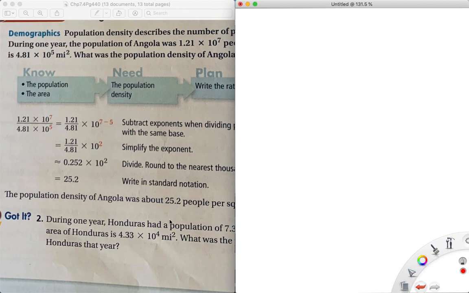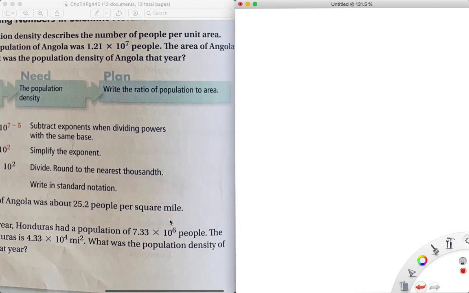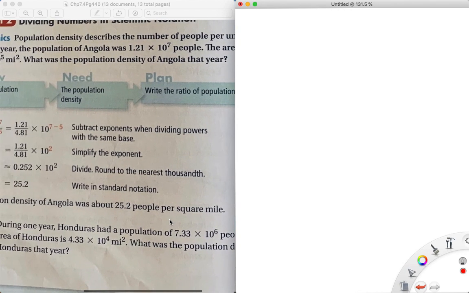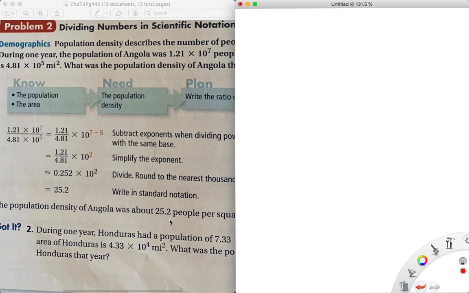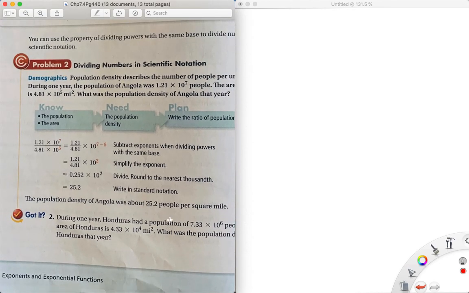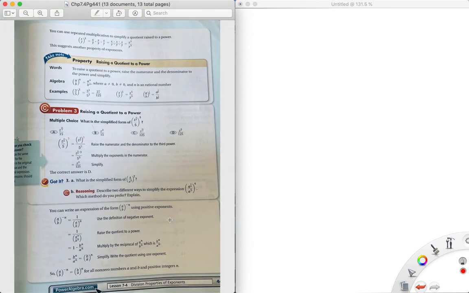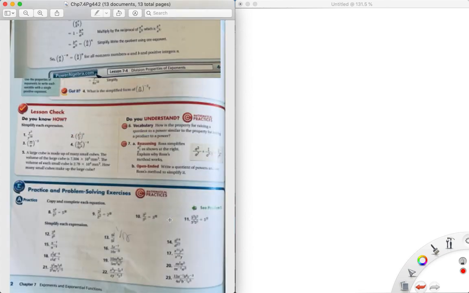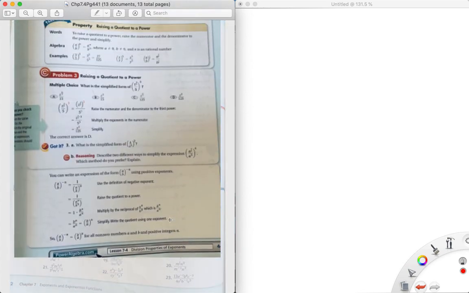Dividing scientific notation. Again, I'm not going to really do that to you guys. I'm not really spending a lot of time with scientific notation, so I'm not going to bother with it here as well.